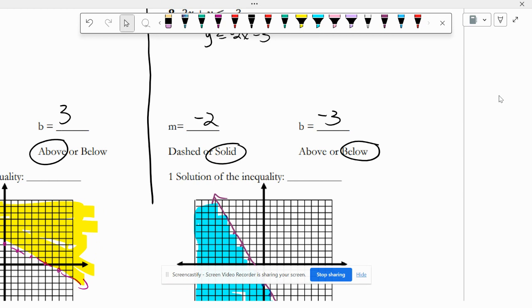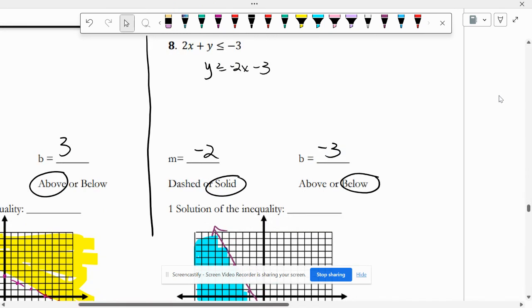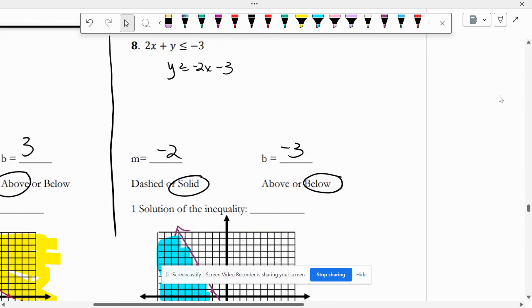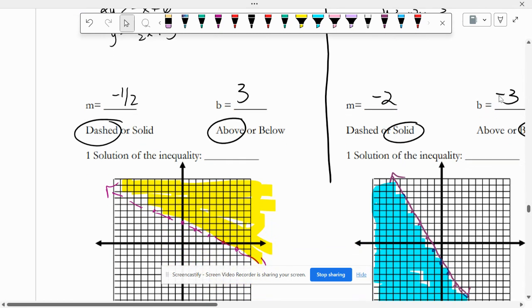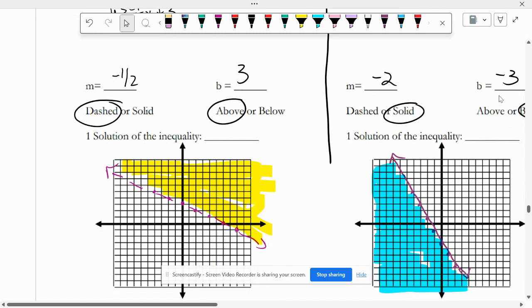What about number 7? Who wants to do number 7? Anyone? Number 7, front half. Isabel, you ready? Perfect. Dashed or solid? Shade above or below? Yep. So y is greater than negative 1/2 x plus 3. Looks like that. Questions? Do you guys feel okay about this?